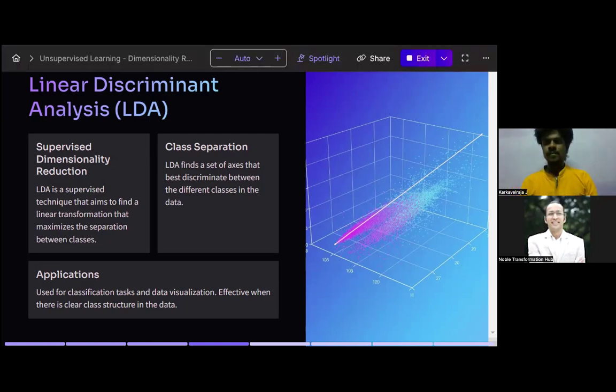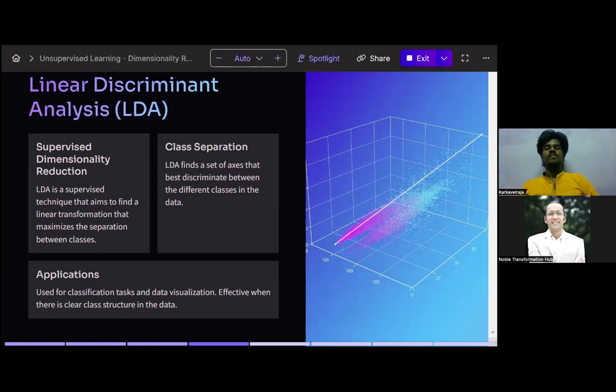What you discriminate, you keep separate. So the actual meaning of the word discriminate is separating. Like you have heard this word in society, people say you discriminate me, you separate me, because you're not thinking we are one, you're separating. So it is very simple. It separates between classes, that's it. And it is a supervised dimensionality reduction technique.